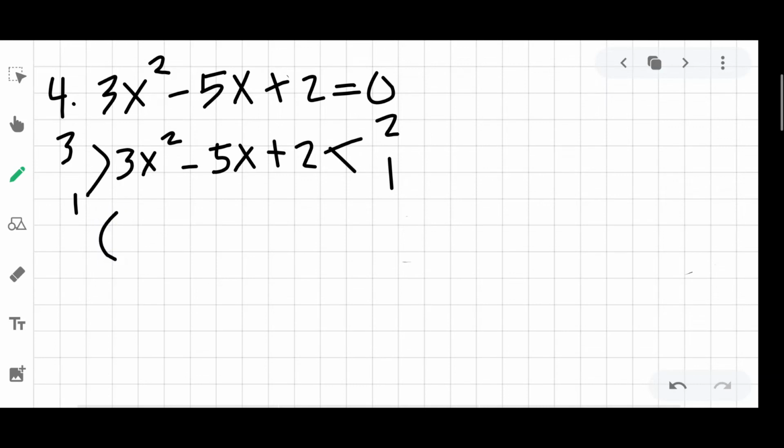Next na gagawin natin, magpa-factor na tayo. Copy 3, ilalagay natin dito sa unahan. And then yung 1, ilalagay natin dito. Since we are dealing with the variable x, x ang ilalagay natin. And we all know that the variable x has a numerical coefficient of 1, hindi na natin kailangan pang isulat yung 1. Kaya ayusin natin. Okay, next.